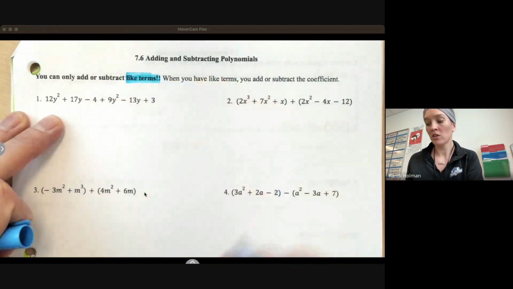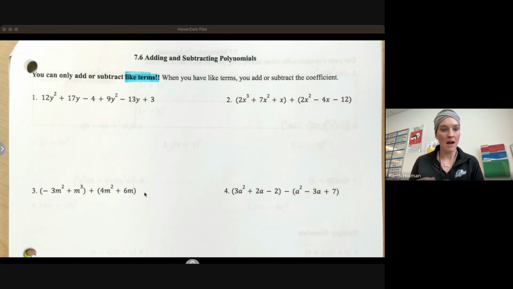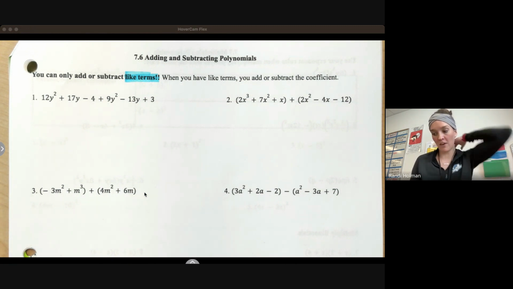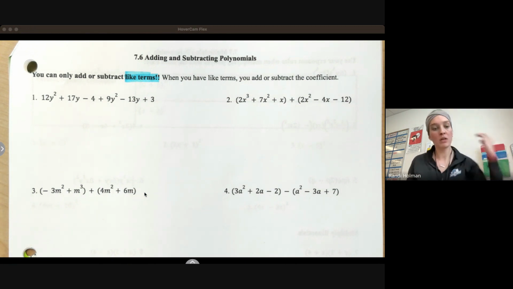Like terms means that they have exactly the same variable part. So if you have a coefficient that's completely different, that's totally fine. We just need the variable part to be exactly the same. So we can only add x squareds to x squareds. We can add xy's to other xy's. Think about the coefficient tells you how many you have of that thing, and the variable tells you what that thing is. So when you have like terms, you're going to add or subtract the coefficient.